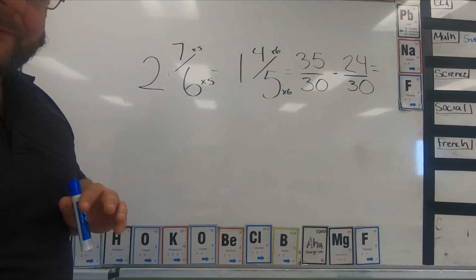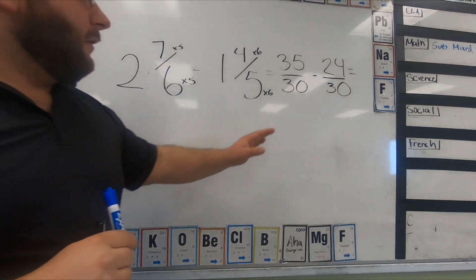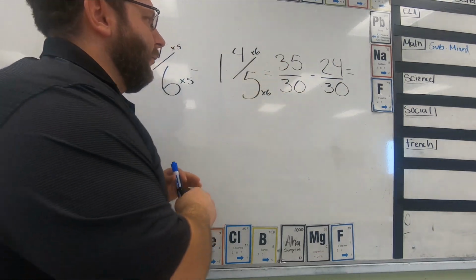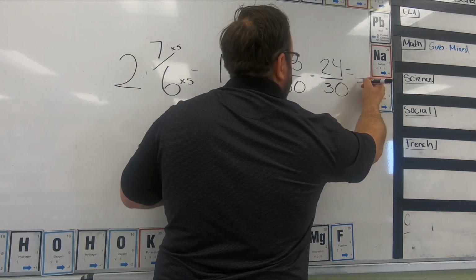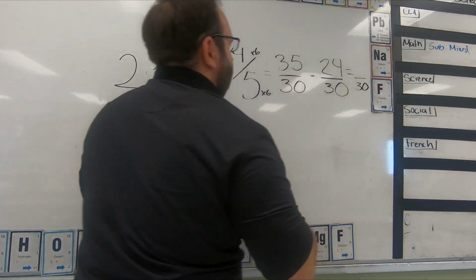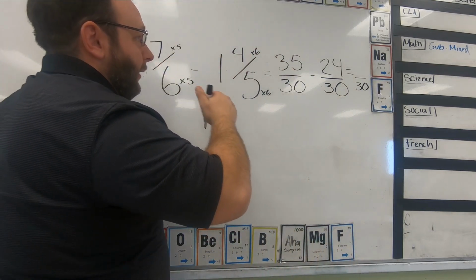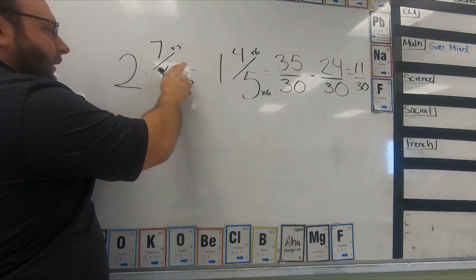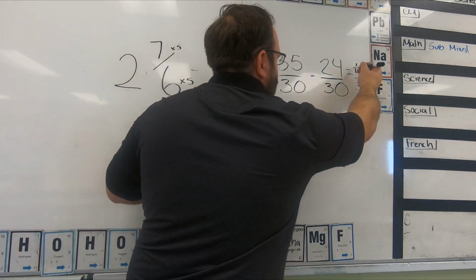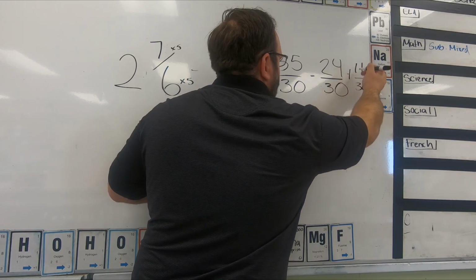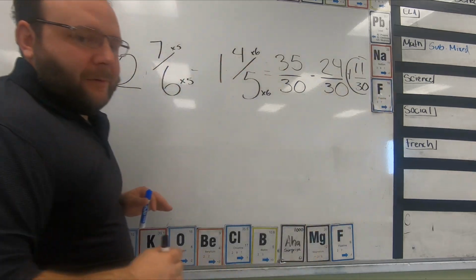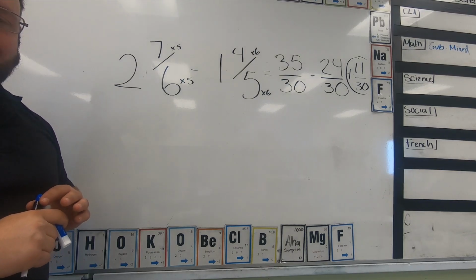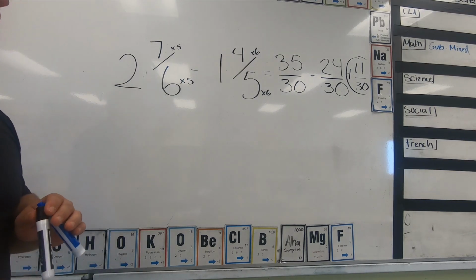Let me turn the camera a bit this way. Hopefully you can see that there. 35, take away 24, and then that answer, of course, is going to be over 30. So when we do that, we end up with 11 over 30. Don't forget our mixed numbers. We still have 2 subtract 1, which gives us an answer of 1 and 11/30. I apologize, I ran out of room on my board here. Again, first time doing this, so I'll know to start a little bit over to the side next time.